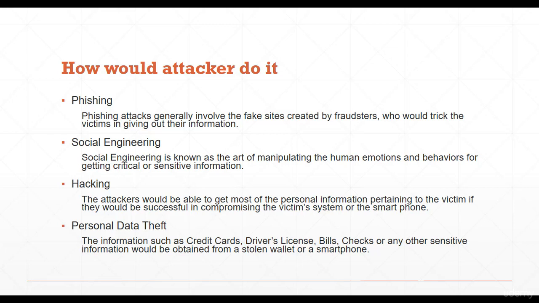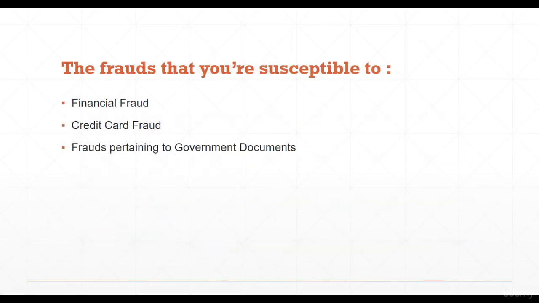Hacking. The attackers would be able to get most of the personal information pertaining to the victim if they are successful in compromising the victim's system or smartphone. The last would be personal data theft, which is basically information such as credit cards or driver's license or bills or any sort of checks or any other sensitive information that would be obtained from a stolen wallet or a smartphone. So what are the frauds that you would be susceptible to?